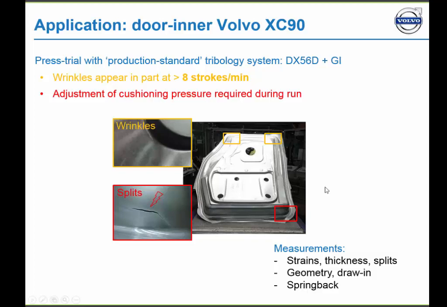So at Volvo, they did a full-scale production run of 2,000 parts, and during this production run, they did different measurements for different parts. They measured strains, thicknesses, and splits, and they measured the geometry to compare the spring back and draw in. This information has been used in this project to make a validation step of the TriboForm software.